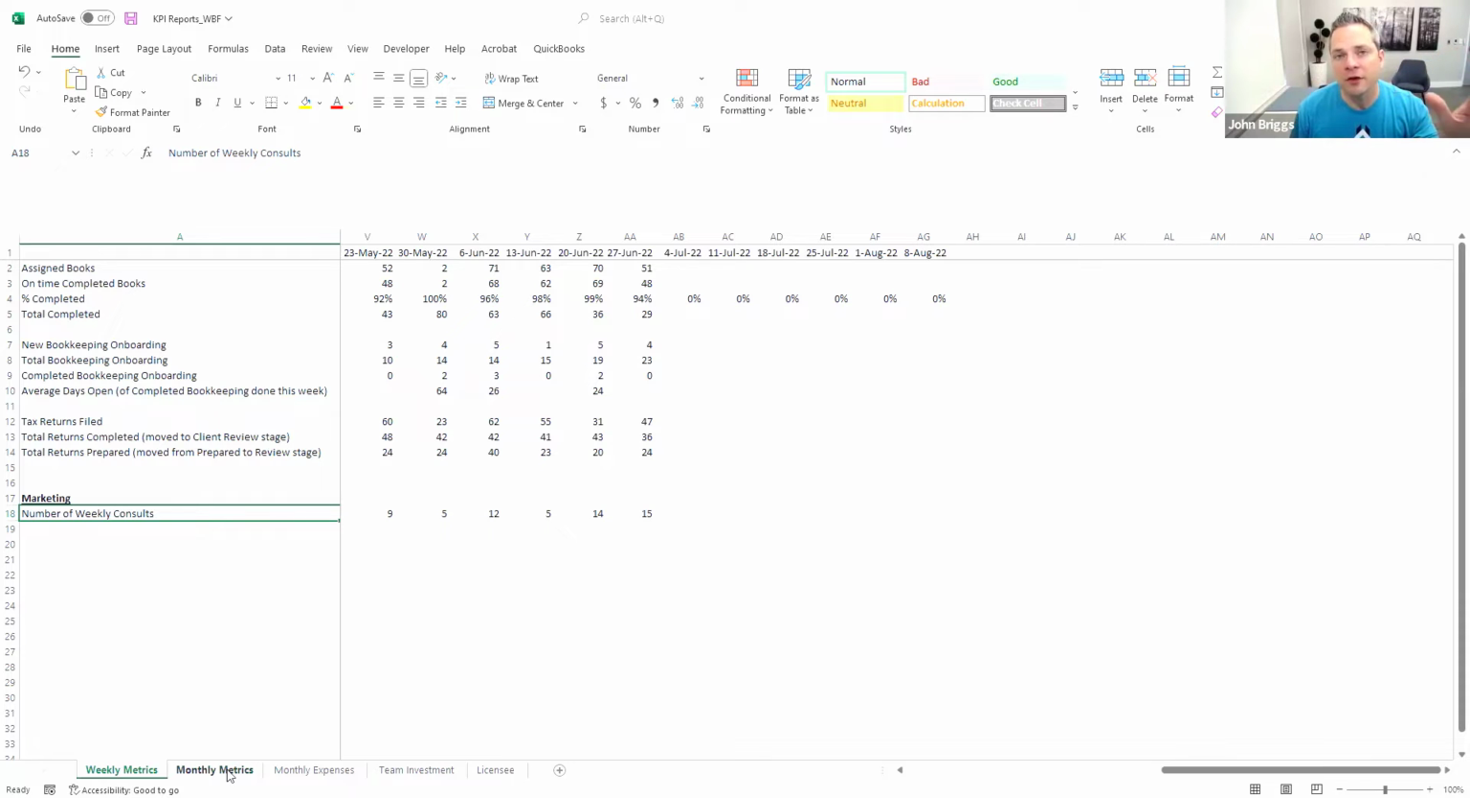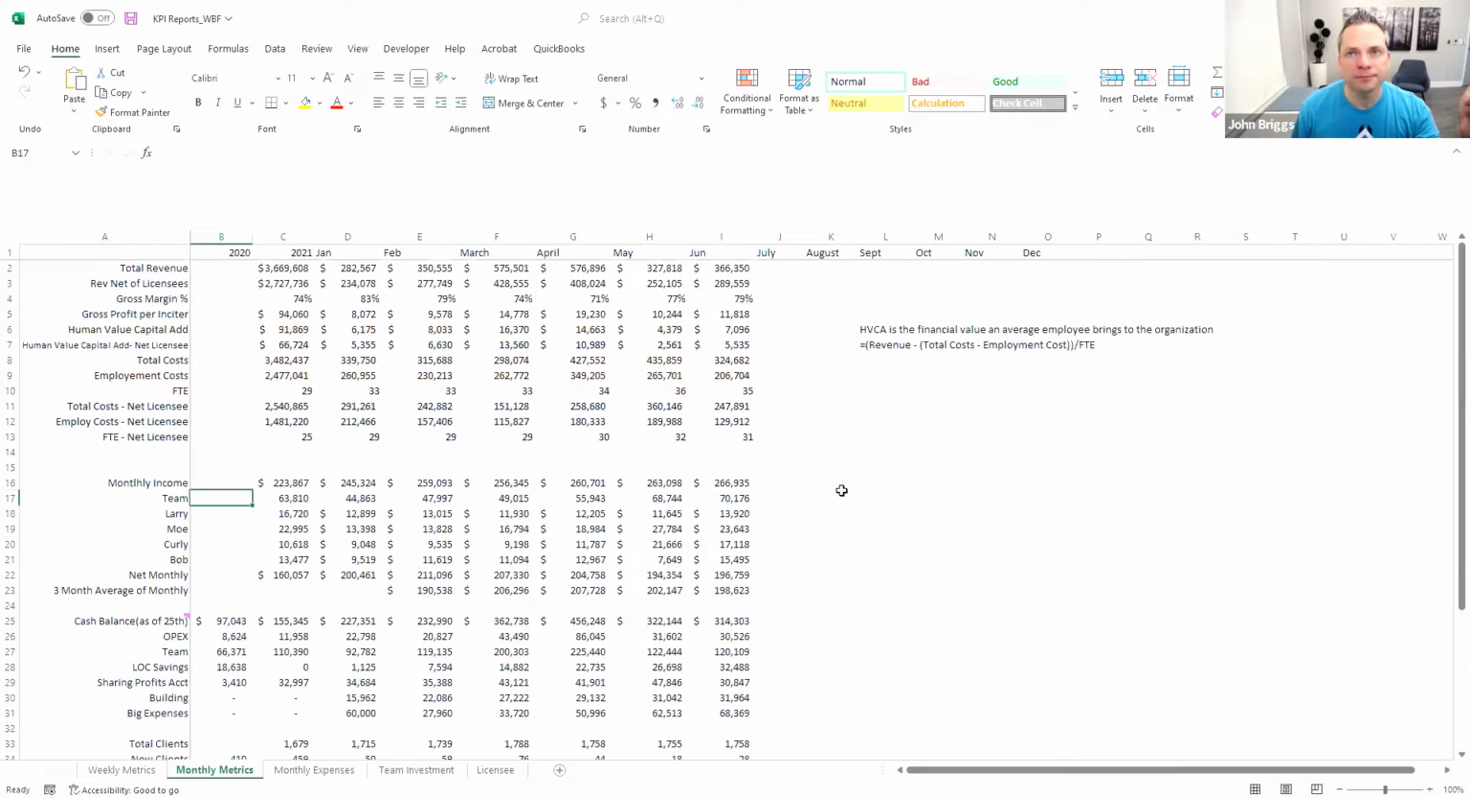As a side note, I think every department in your business should have some metrics that they're looking at. From a monthly standpoint, I personally like this metric called human value capital add. It's basically the financial value an average employee brings to the organization. The way this is set up, it automatically calculates the complicated formula. Again, this is an example of numbers an accounting firm would potentially be interested in. A lot of service-based companies could be interested in human value capital add, so this is something maybe to consider.